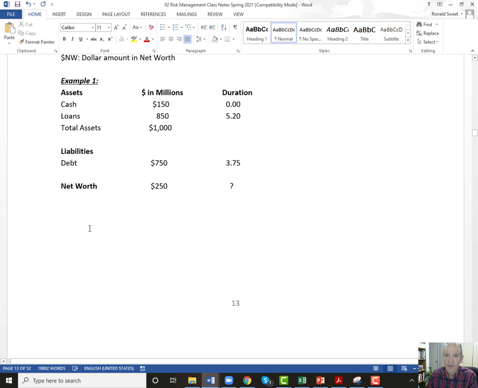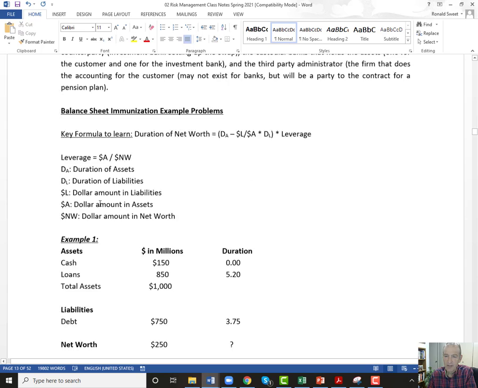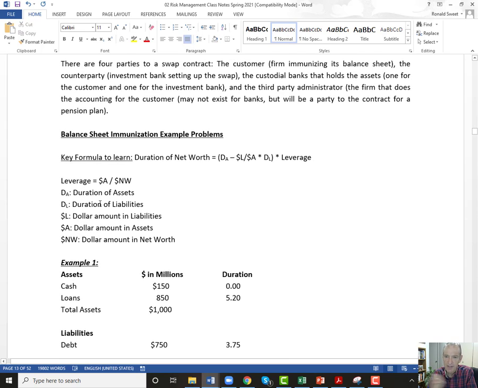The best way to learn this is to do a problem. So remember, we're going to start with measurement. This is our measurement, so keep that clear in your mind. Make sure you're always stepping back to the foundation, the fundamentals of what we're doing here, so you don't get confused. So our measure of interest rate risk is going to be duration of net worth. Think of this in terms of a bank. Our mitigation is going to be balance sheet immunization using interest rate swaps.